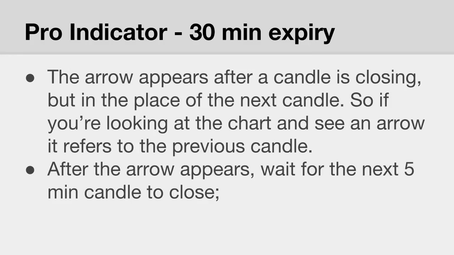The arrow appears after a candle is closing, but in the place of the next candle. So if you're looking at the chart and see an arrow, it refers to the previous candle. After the arrow appears, wait for the next 5-minute candle to close.